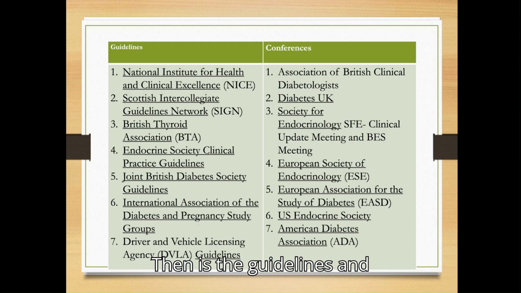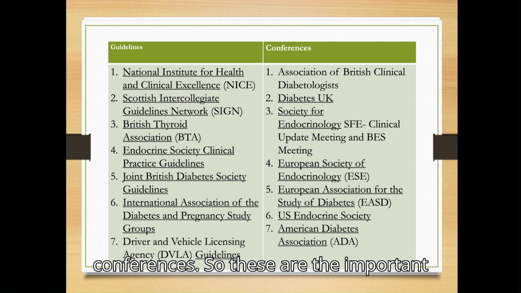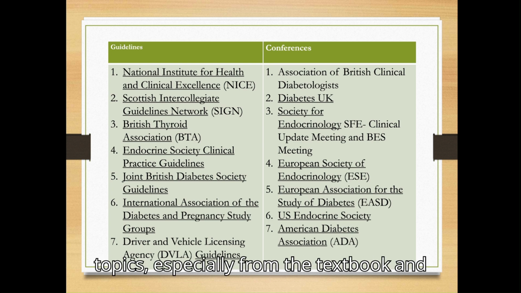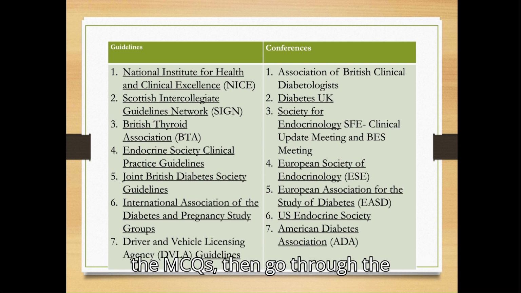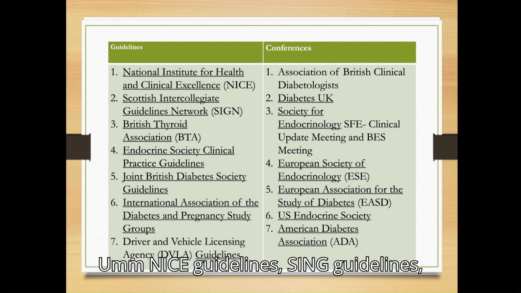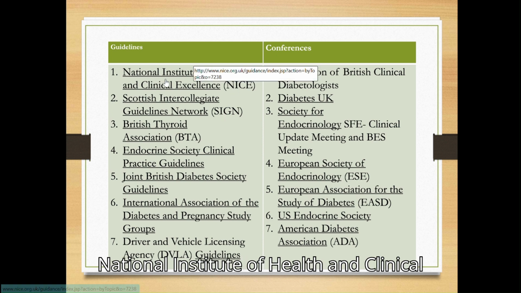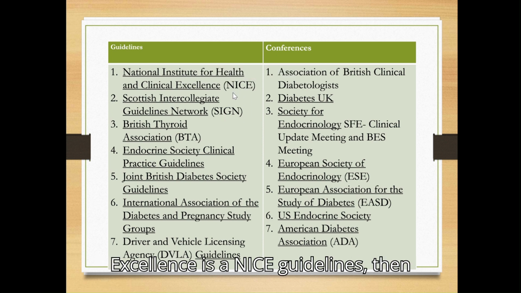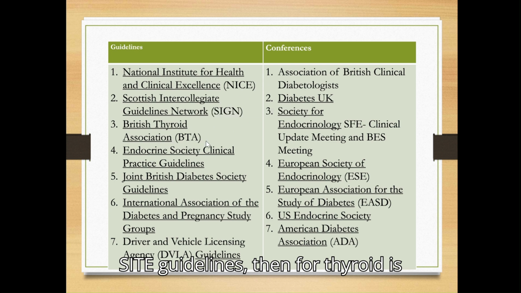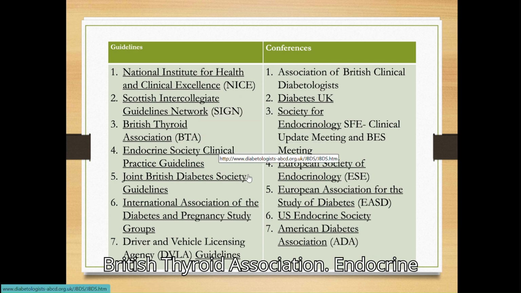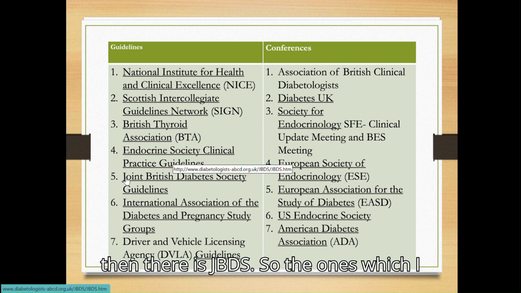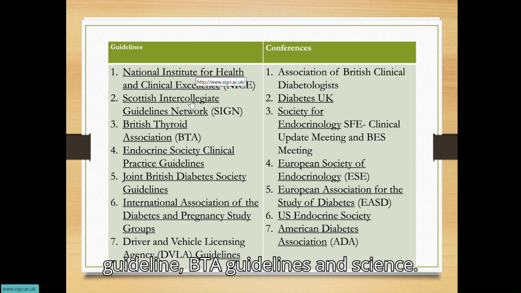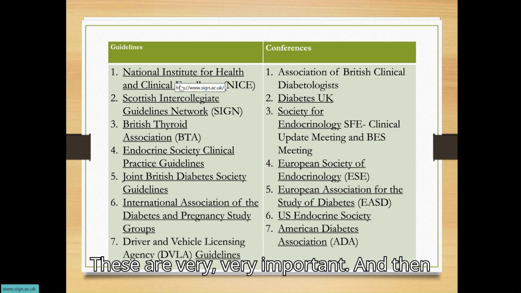Then there are the guidelines and conferences. These are the important guidelines. If you are confused with some topics, especially from the textbook and also from the online study material of the MCQs, then go through the guidelines. It's very, very important. NICE guidelines, SIGN guidelines; NICE is the National Institute for Health and Clinical Excellence. Then the SIDE guideline. Then for thyroid, the British Thyroid Association, and the Endocrine Society Clinical Practice Guidelines. Then there is JBDS. The ones which I have followed are the JBDS guideline, NICE guideline, BTA guidelines, and SIGN. These are very, very important.